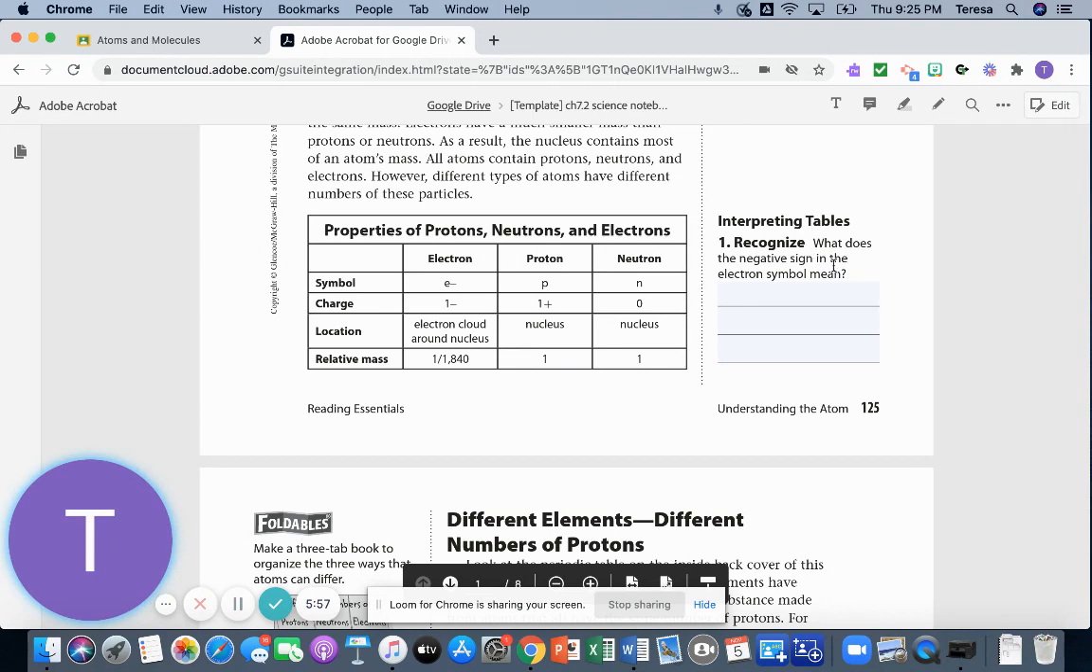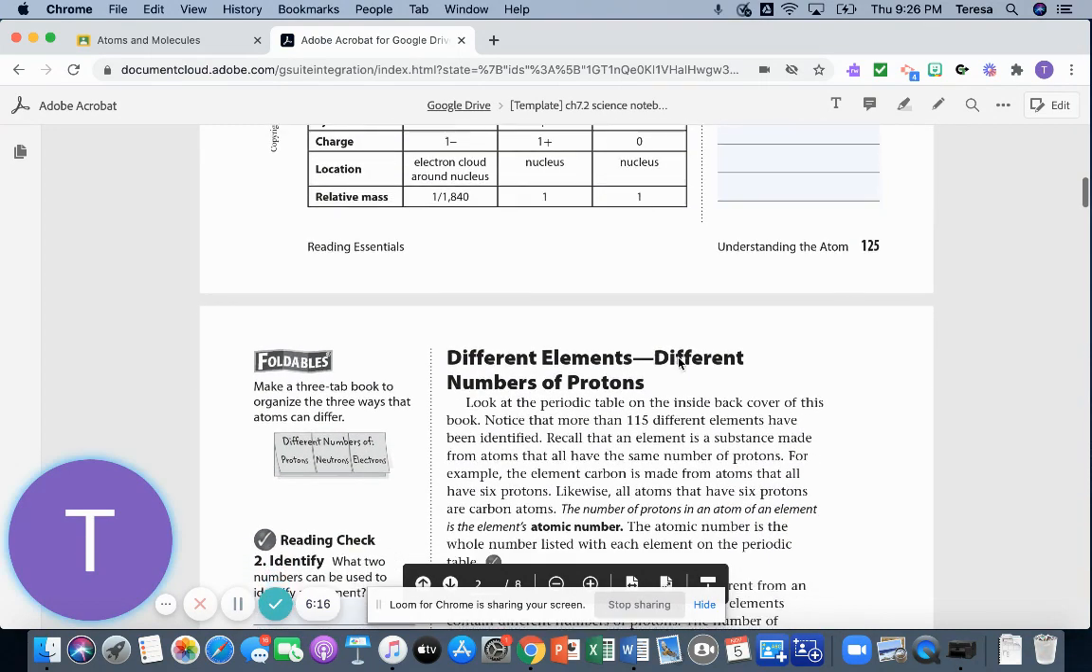So we should be able to answer our first question here. What does the negative sign in the electron symbol mean? Okay, so we see e minus. Well, what does that minus mean? That has to do with the charge of the electron. That has to do with the fact that electrons have a -1 charge. So you should be able to answer question number 1.